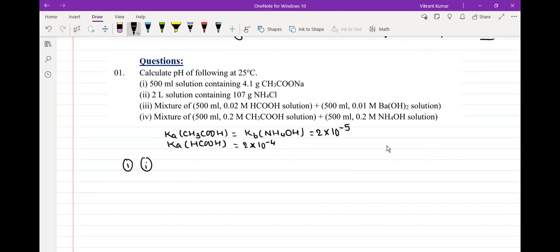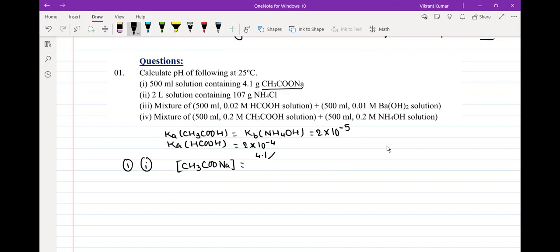See, first के one में, पहली बात तो we have been given the salt, so it is the case of salt hydrolysis. What is the type of salt? Its anion is coming from weak acid, cation is coming from strong base. So anionic hydrolysis will happen. First, we'll identify what is the concentration of salt.